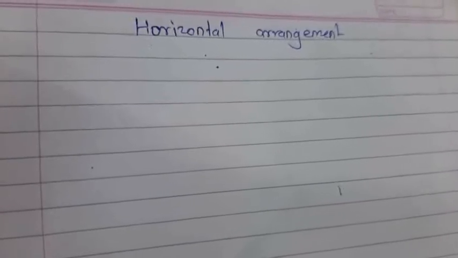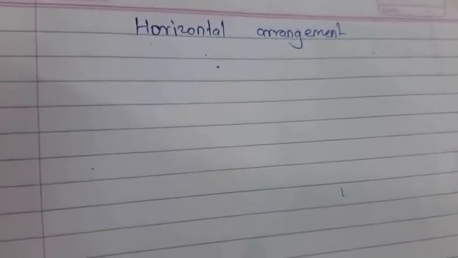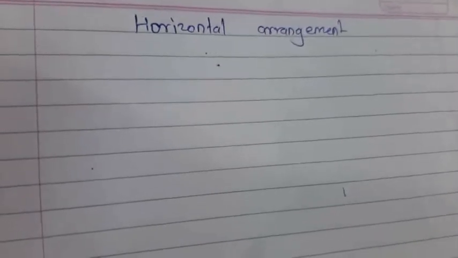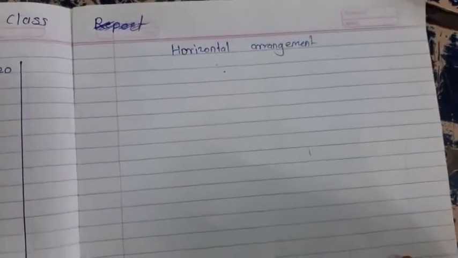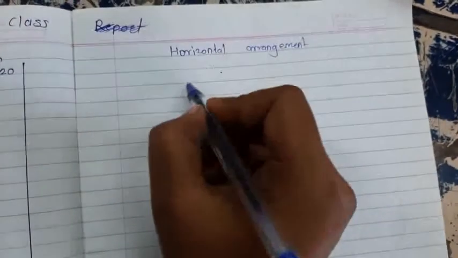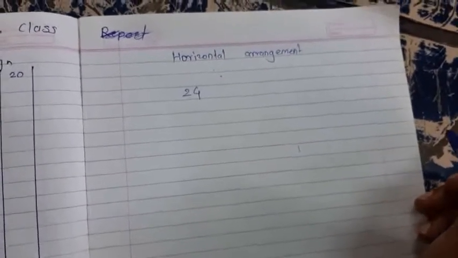Yesterday we have seen vertical arrangement method for factorization of composite number. Today we are going to discuss about horizontal arrangement or horizontal method of factorization. For that, see example 24. Its factors we have to find by horizontal method.